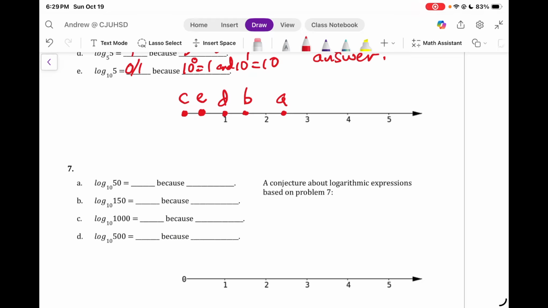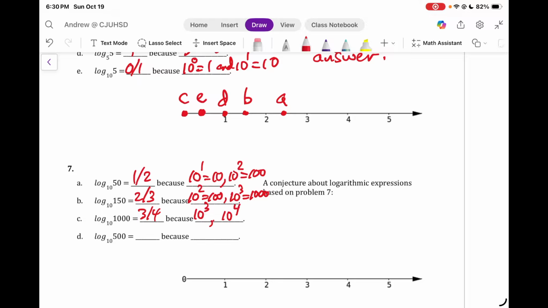Okay, 10 to what power is 50? That's between 1 and 2, 10 to the 1 and 10 to the 2. And then 150, that's between 2 and 3, because 10 squared is 100, and 10 cubed is 1,000. And then 1,000, that's between 3 and 4, because 10 to the third is 1,000.